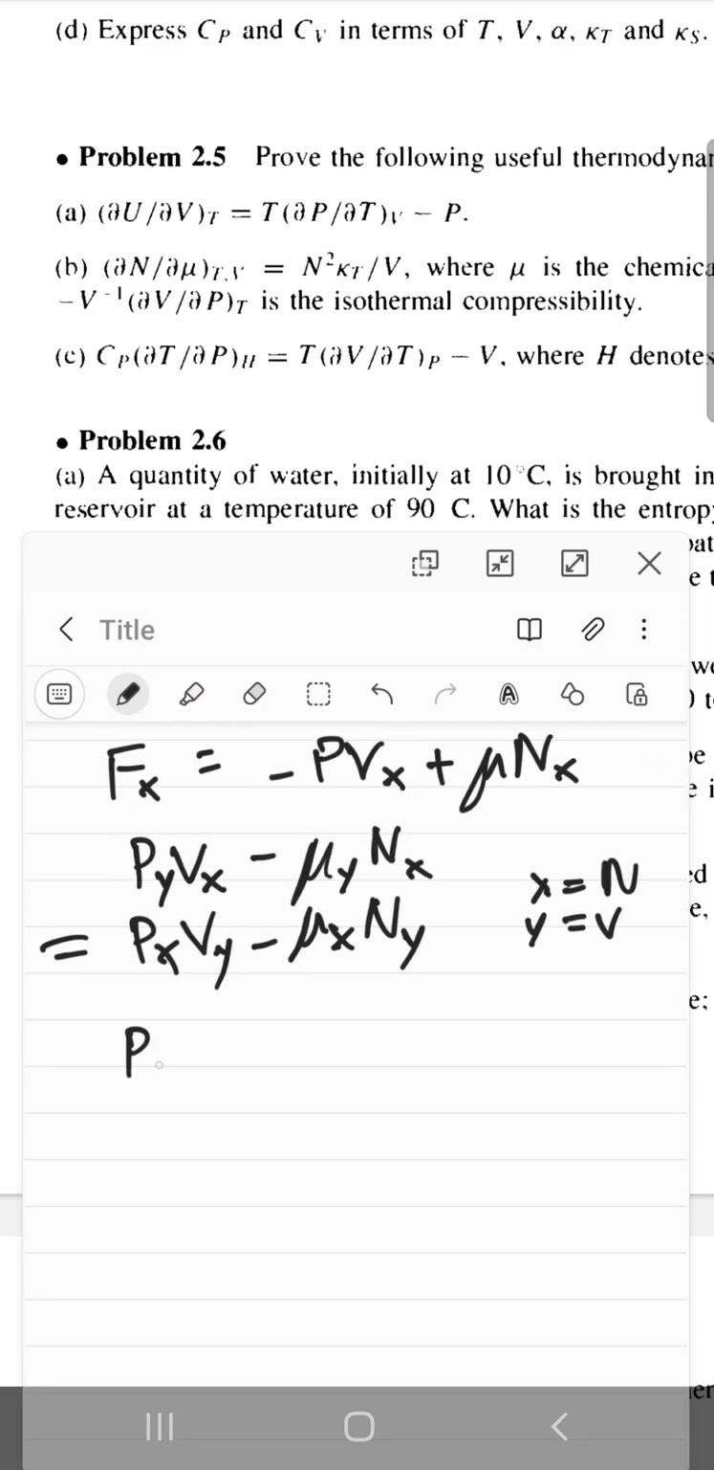So it's just P sub V, and okay, that actually kills that, so no. Minus mu sub N sub x. Okay, that's actually fine. So mu sub V at constant N, that's equal to, so you've got P sub x, V sub y.